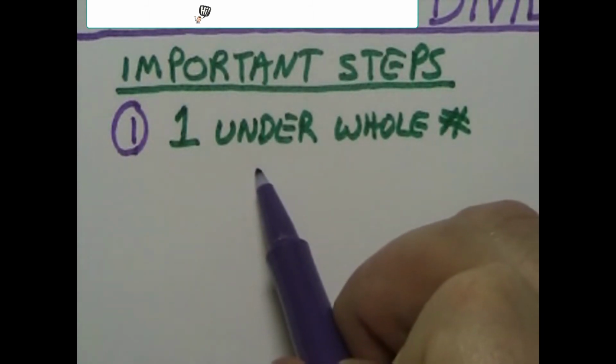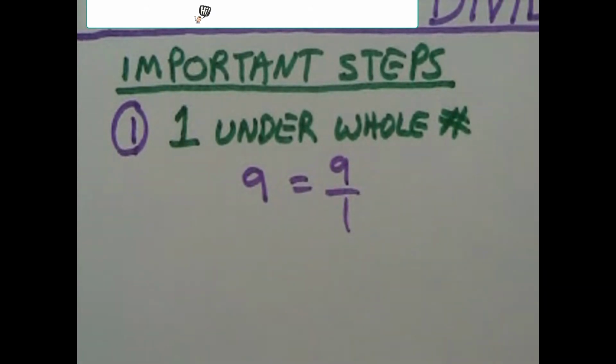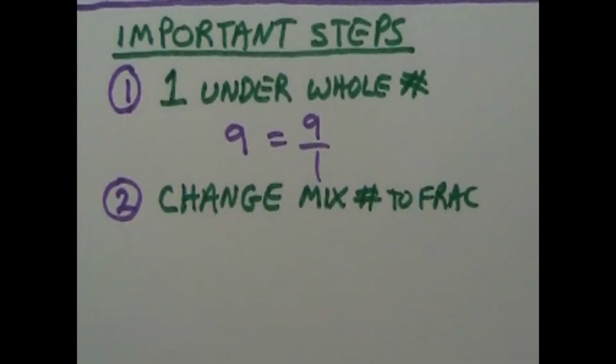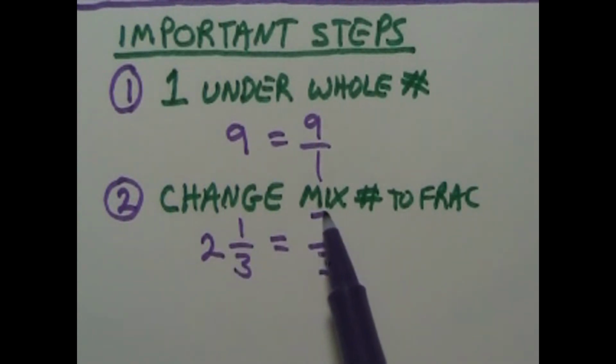For example, if you have 9, you just put a 1 under it: 9 over 1. Step 2 is always change mixed numbers to fractions. For example, if you have 2 1/3, that's the same thing as, let's see, 3 times 2 is 6, plus 1 is 7.